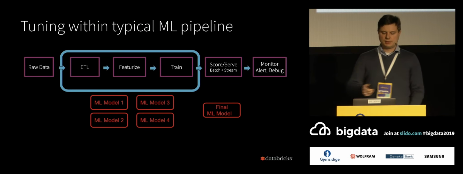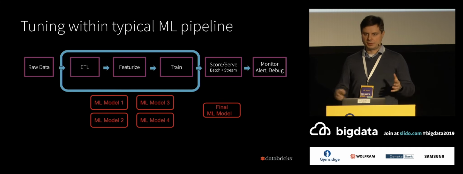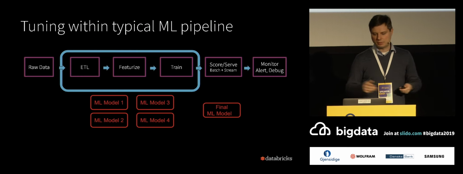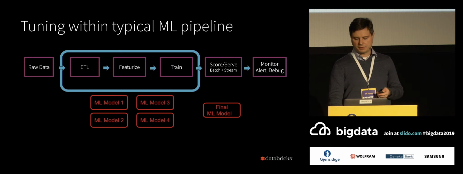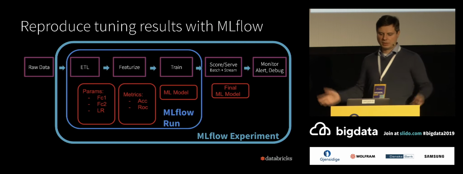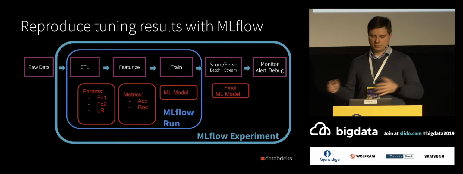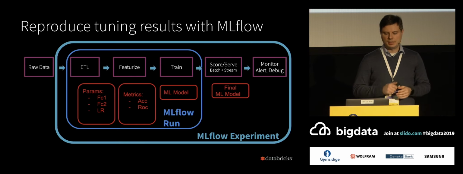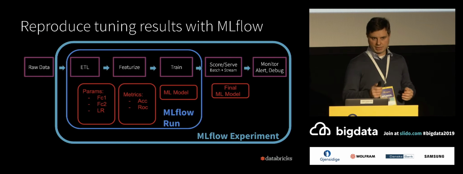So here you can see our pipeline, and we will have different MLflow runs. We will have different models for different runs, and then we have to come up with the best one. We can organize all this as an MLflow experiment, and each of our tries will be stored in MLflow as a run, with the parameters that we have tried, the metrics, and the model itself.